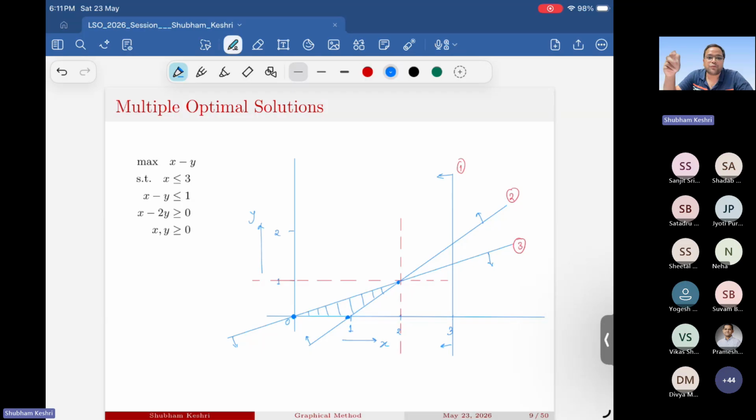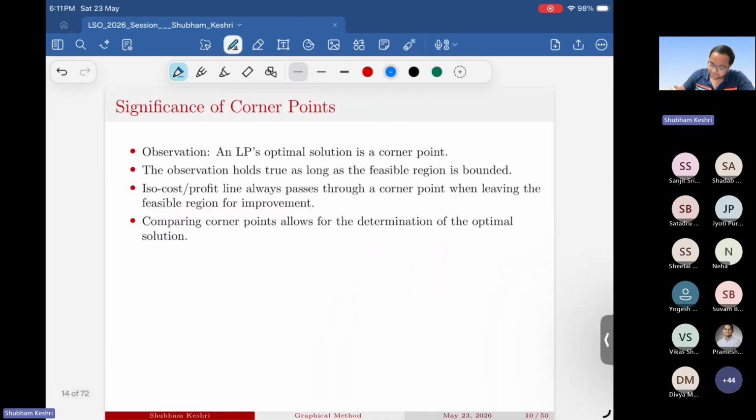You obtain those points and evaluate the objective function value at each point, and whichever point has the best objective function value. Why am I calling it best? Because it can be a minimization problem or a maximization problem. If it is a minimization problem, your objective function value will be minimum. For a maximization problem, it will be maximum, and you pick that point where the objective function value is maximum.